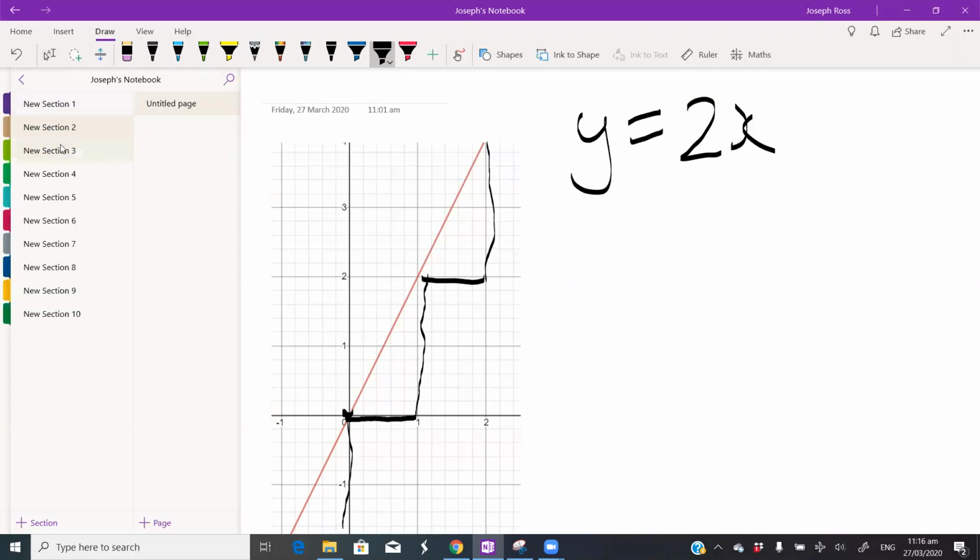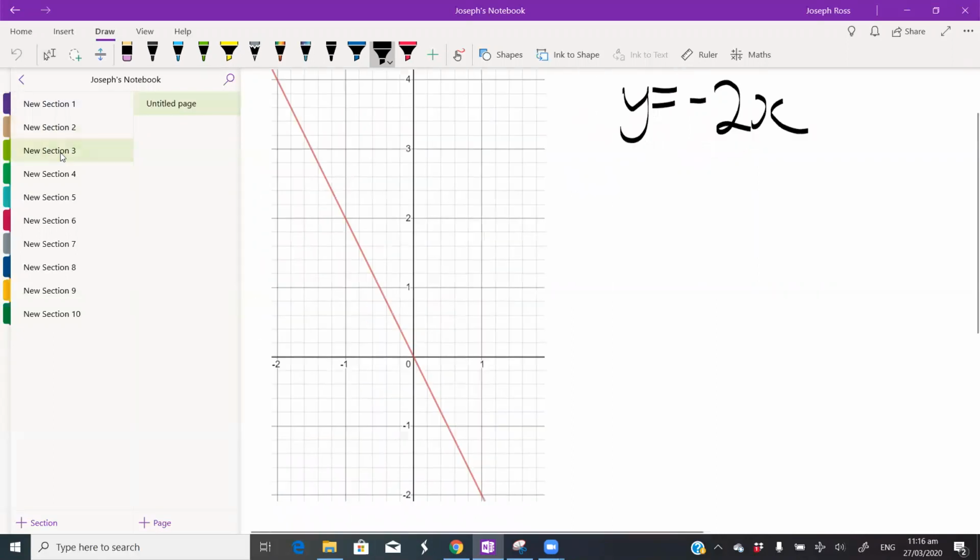And if we think about a negative gradient, here we've got a gradient of -2. That negative just means that this time, instead of going up 2 units, we're going down. So we've got across 1, down 2, across 1, down 2, across 1, down 2.